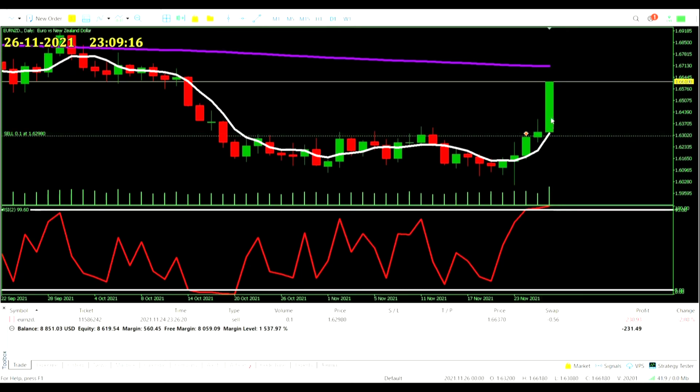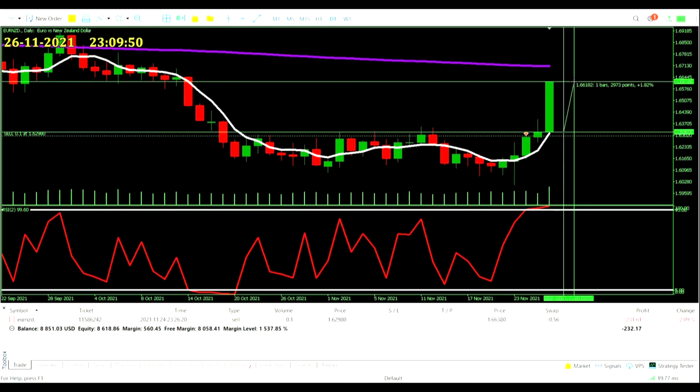Look at this day for the Euro New Zealand dollar. This is across a lot of Forex pairs. Extremely high volatility. Fears over a new COVID variant. And so we have seen it rocket today. We are 56 cents down on the swap. $231.61 down on the trade. Not looking good. That's a 300 pip day from open to close there.